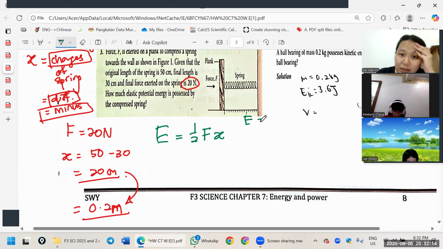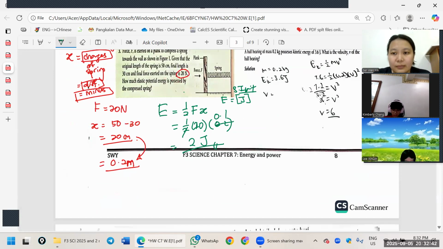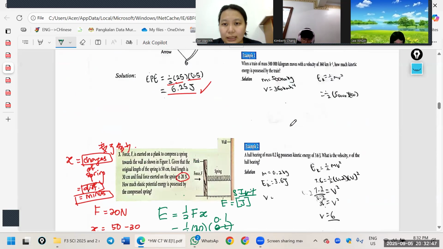Energy finally is in joule. Yes, joule is SI unit. Yes, the formula, the unit require SI unit meter. So half times 20 times 0.2. So you will get 0.82 joules because joules is SI unit. Okay, then next kinetic energy.